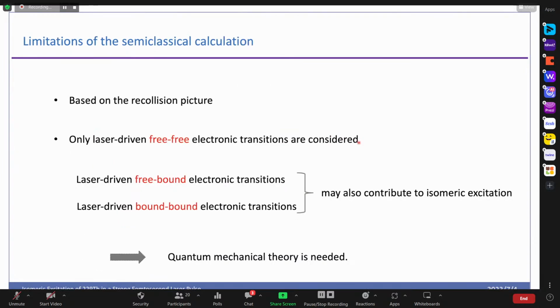This semi-classical calculation, of course, has its limitation because it is based on the recollision picture. It only includes laser-driven free electron transitions, because recollision is a free transition. Other processes like free-bound electronic transitions may also contribute to the nuclear excitation, but they are not included in the semi-classical calculation. Therefore, a quantum mechanical theory is needed.